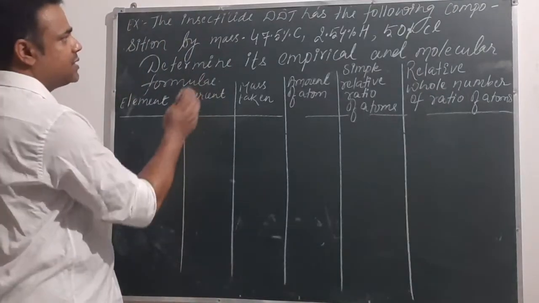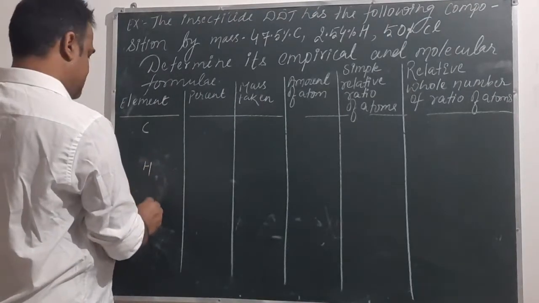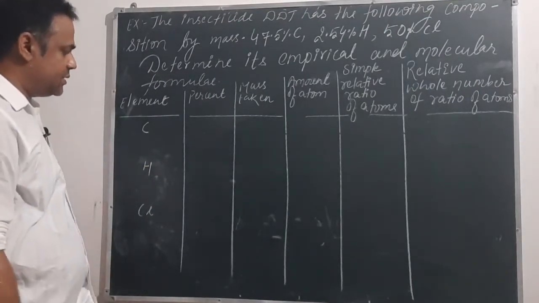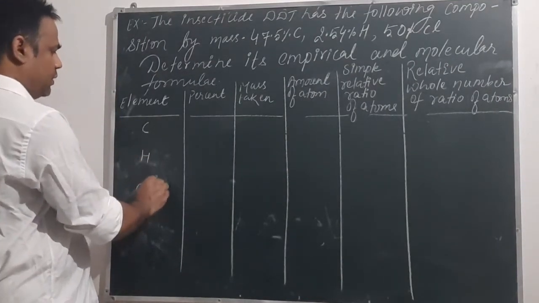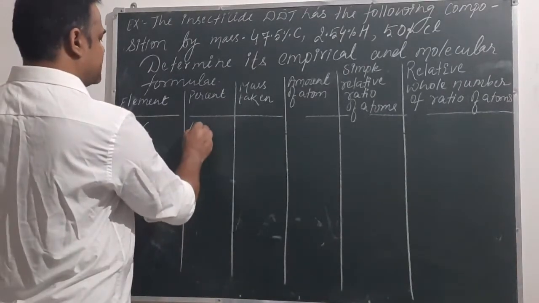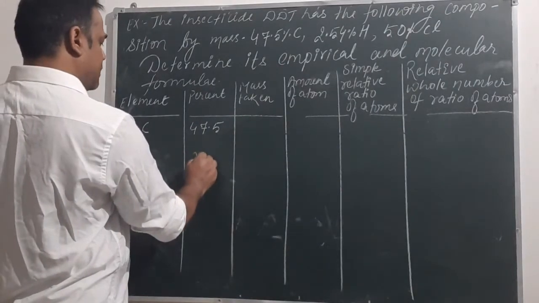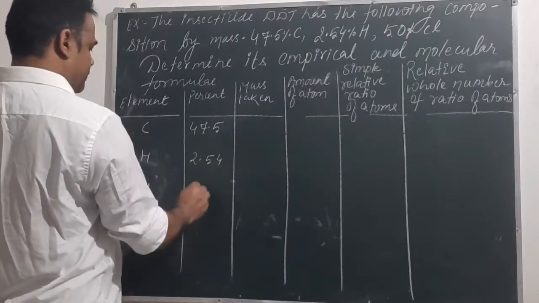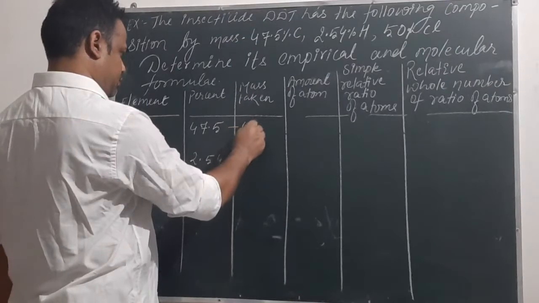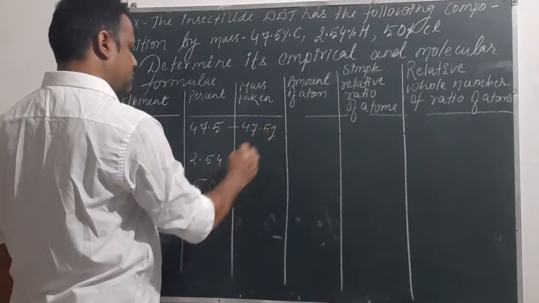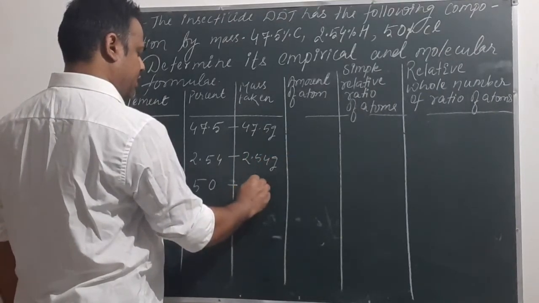So which elements are there? Carbon, hydrogen and chlorine. We have written these elements. What is the percentage of carbon? It is 47.5%, the hydrogen percentage is 2.54% and the chlorine percentage is 50%. This will equal the mass: 47.5 gram, 2.54 gram and 50 gram.